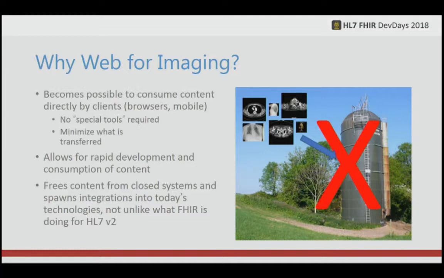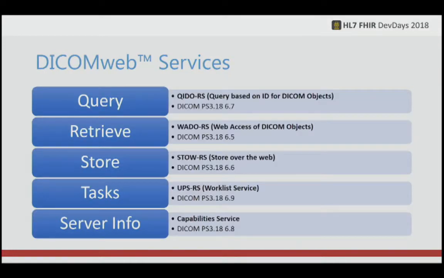And it's very much not unlike what FHIR's done for V2, because V2 is all about pushing stuff around, but is a little bit on the light side for being able to query. But FHIR changes that, and DICOMweb changes that for DICOM. DICOMweb defines 5 services: querying, retrieving, storing, tasks, and capabilities. So if you think about conformance, that's very similar to that.